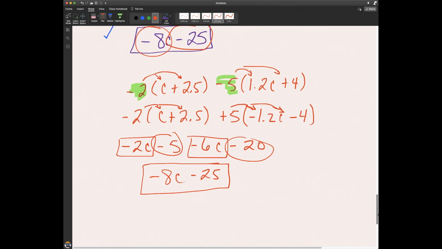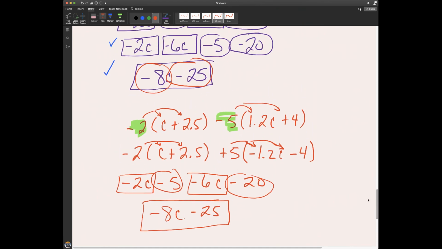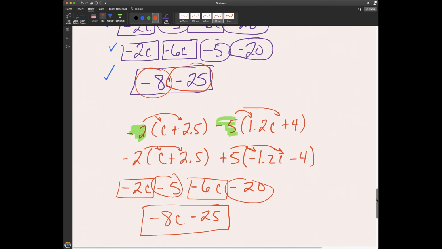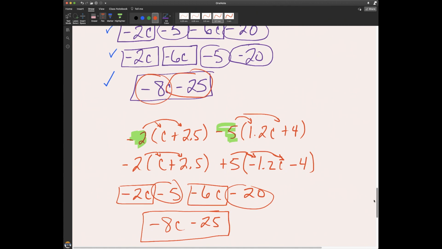All right, so that's it for today. I know this video is a little bit longer, but this is important information that's going to help us when we get to the last few sections in this chapter and we are solving equations. We're going to find that we might need to simplify our expressions first.